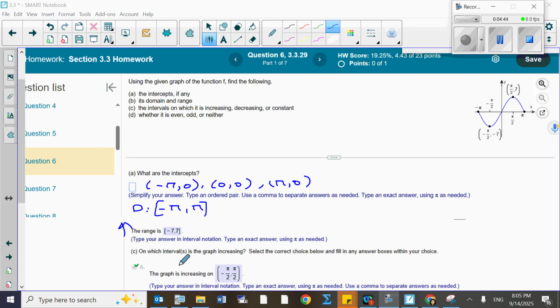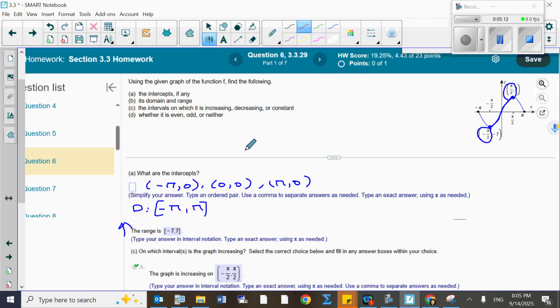Now it's asking us where the function is increasing. As you see, this function is increasing from this point to this point. This is where the function is increasing. Here it is decreasing, but this one is increasing. So all you need to do is write x of start and x of end. So it's going to be negative pi over 2 to pi over 2, and you're going to use parentheses. Always for increase and decrease, you use parentheses.